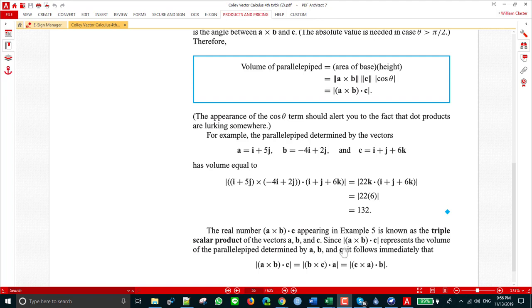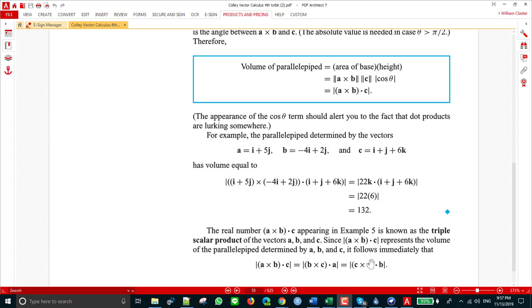Since this represents the volume of the parallelepiped, it immediately follows that this equals this. Because this is a parallelepiped, this is also going to represent the same parallelepiped, and this is going to be the same parallelepiped.